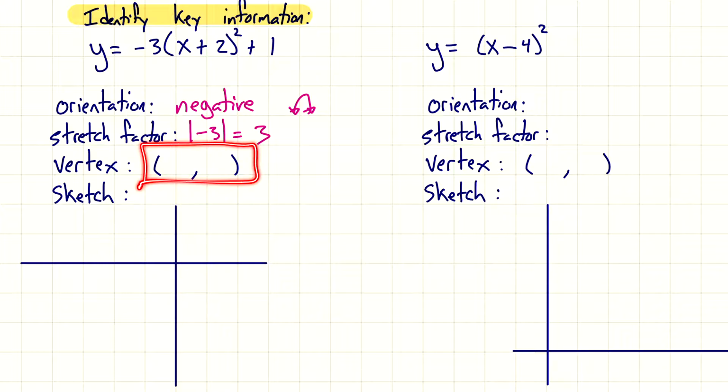And I'll give you another hint, or the one tricky part. We're trying to decide: is H going to be a +2, or is H going to be a -2? Think about what I said on the previous problem. So, what is the vertex?